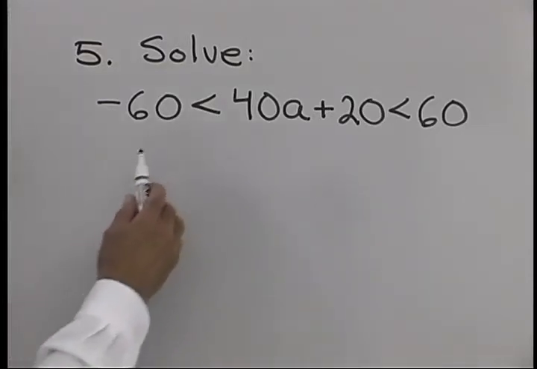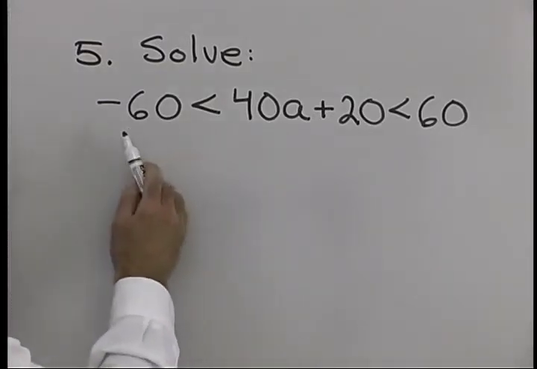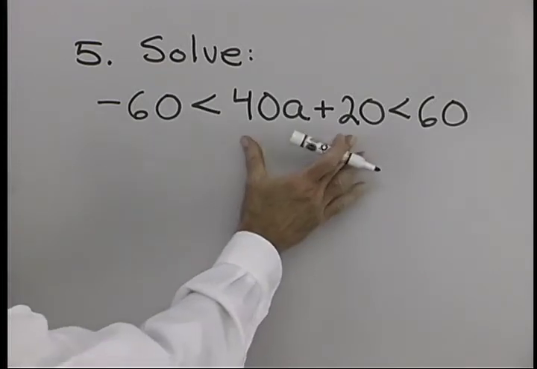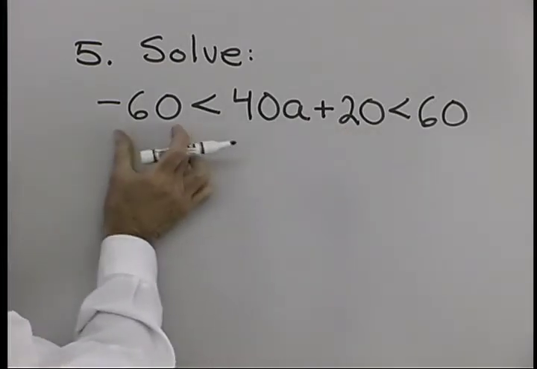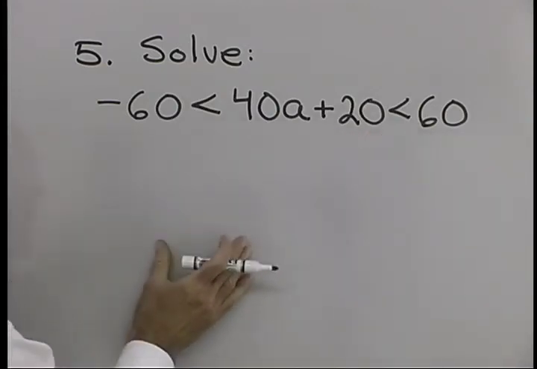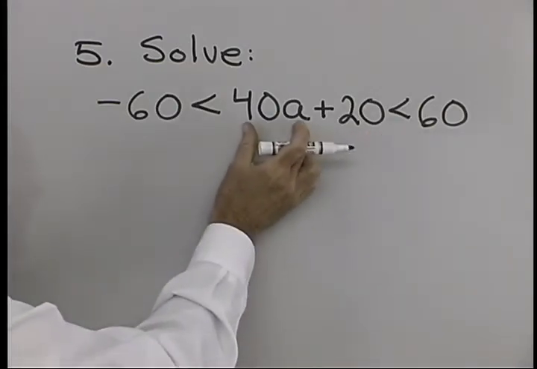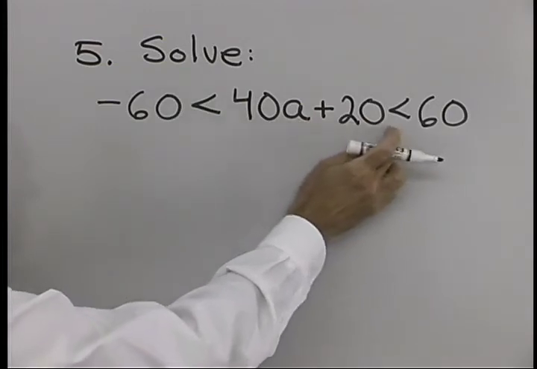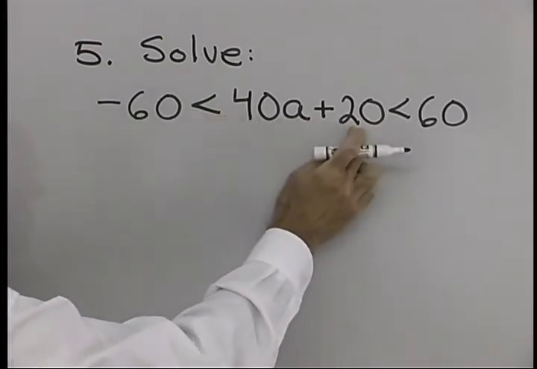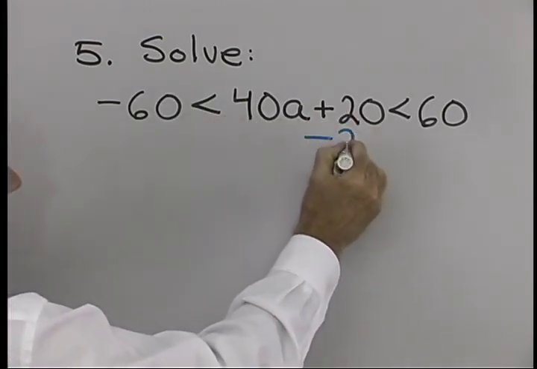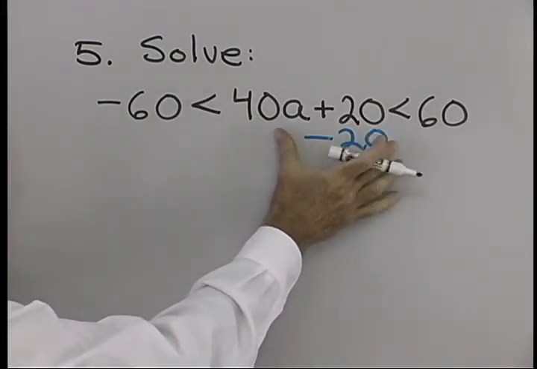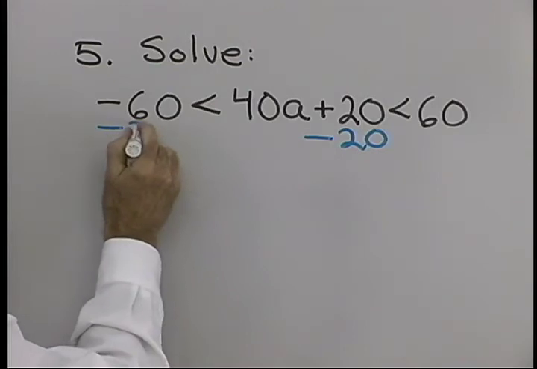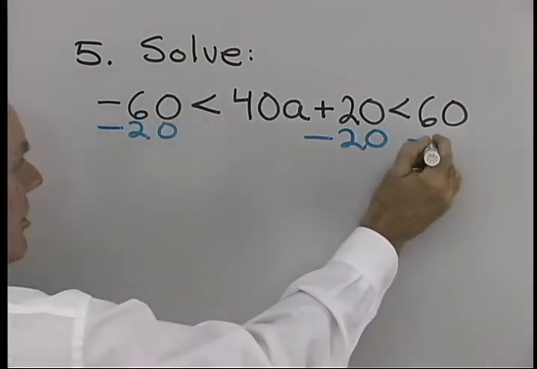We have another continued inequality, a little more complicated here, and we're going to have to extend our rules. We'll just say this: anything that we do to one of these three expressions, we have to do to the other two also. What I want to do is isolate this variable a between these two inequality symbols. I'll start by adding -20 to the center expression so that I'll have just 40a left. If I do this to the center expression, I've got to do it to the two outside expressions also.